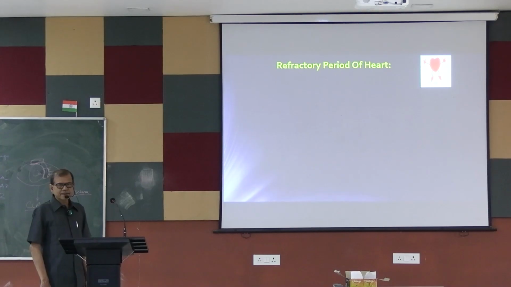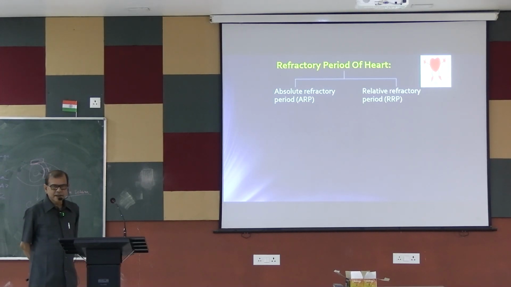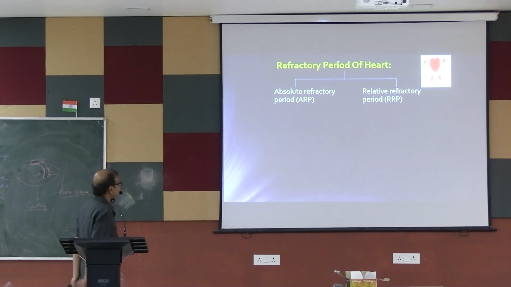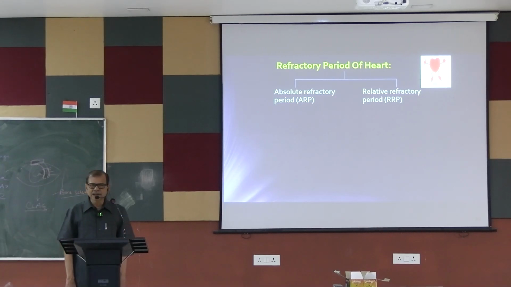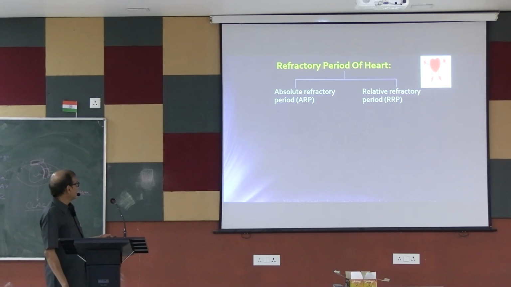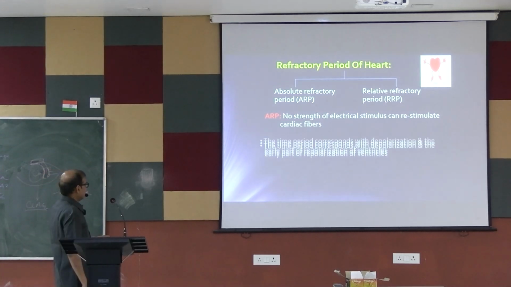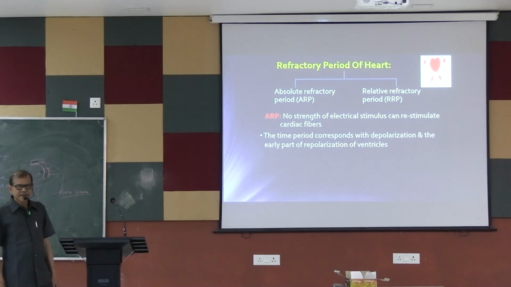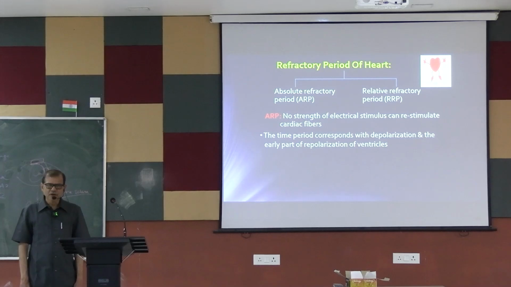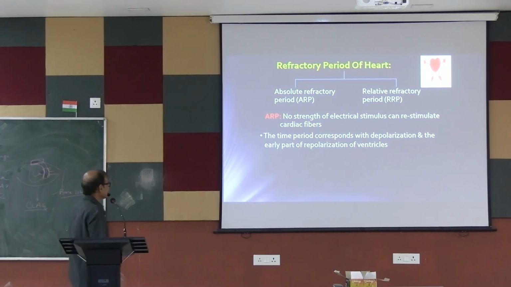Now, the refractory period. We divide it into two parts: absolute refractory period, then relative refractory period. What is the absolute refractory period? A stimulus, irrespective of its strength, cannot stimulate cardiac fibers. An electrical impulse, irrespective of its strength, can't stimulate the cardiac fibers.